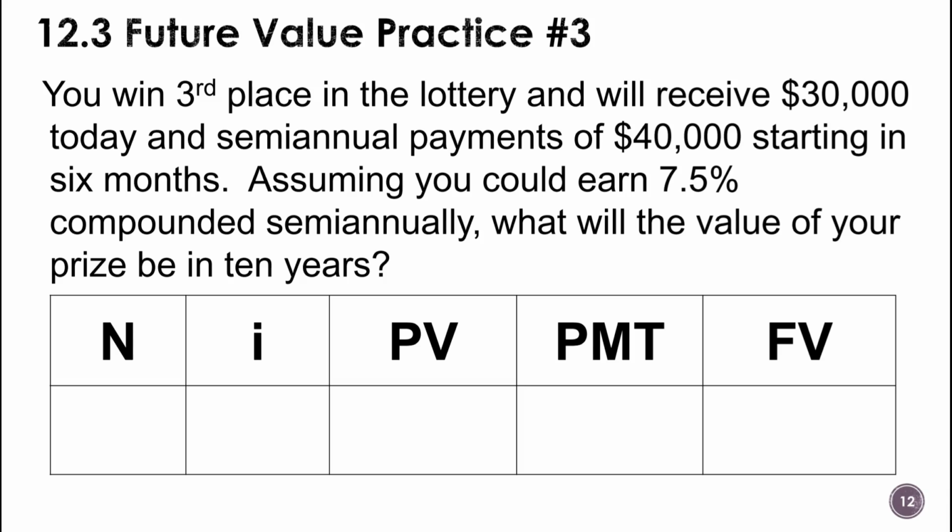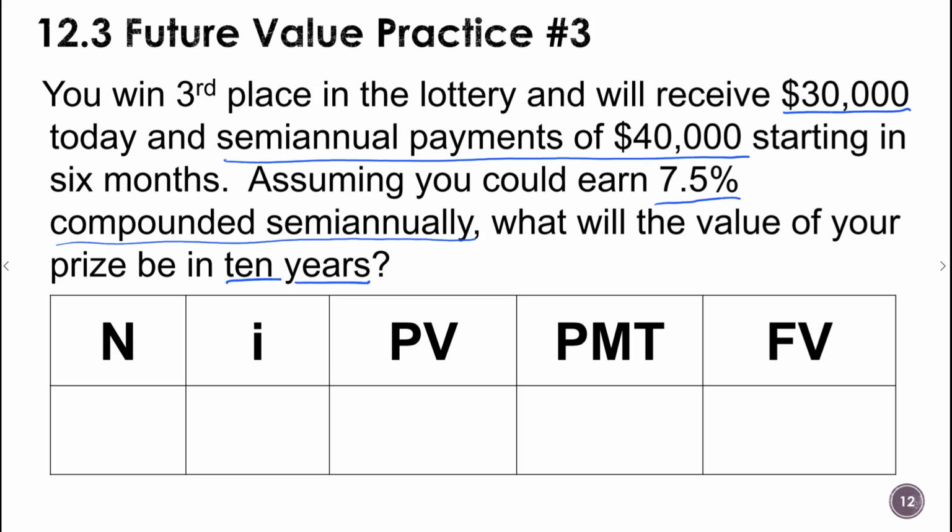Alright, you win third place in the lottery and will receive $30,000 today and semi-annual payments of $40,000, starting in 6 months. Assuming you could earn 7.5% compounded semi-annually, what will the value of your prize be in 10 years? Alright, 10 years.